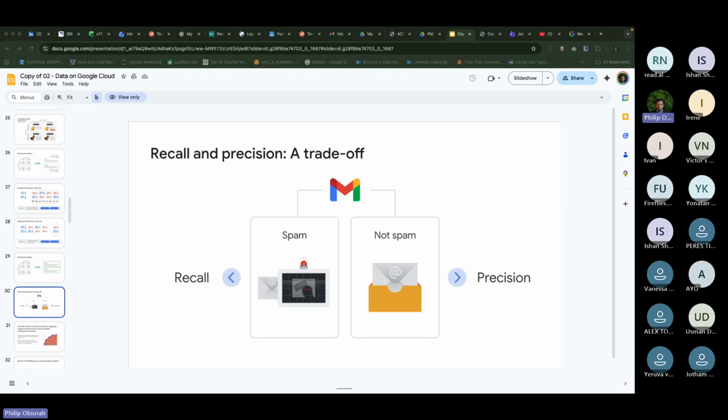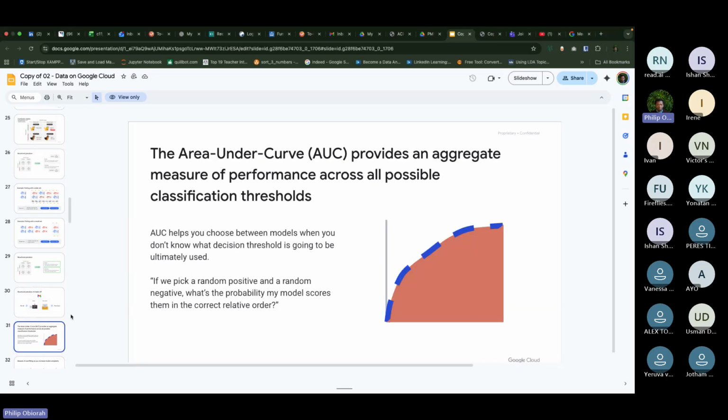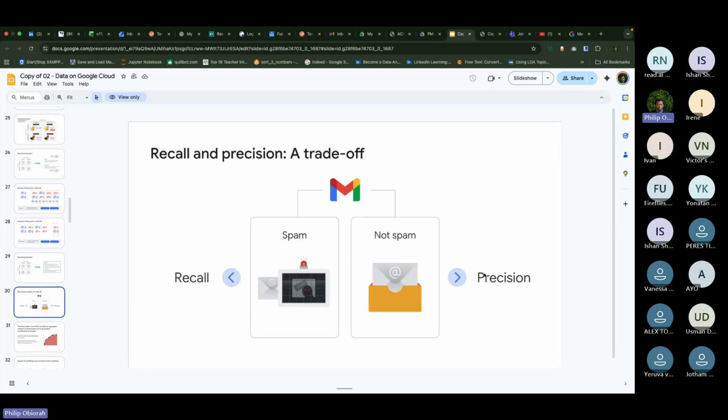Why can't you have both? That's why there's a trade-off, because as you try to increase, we're still going to see that later on. As you increase recall, if you have a high recall rate, then your precision will be low.